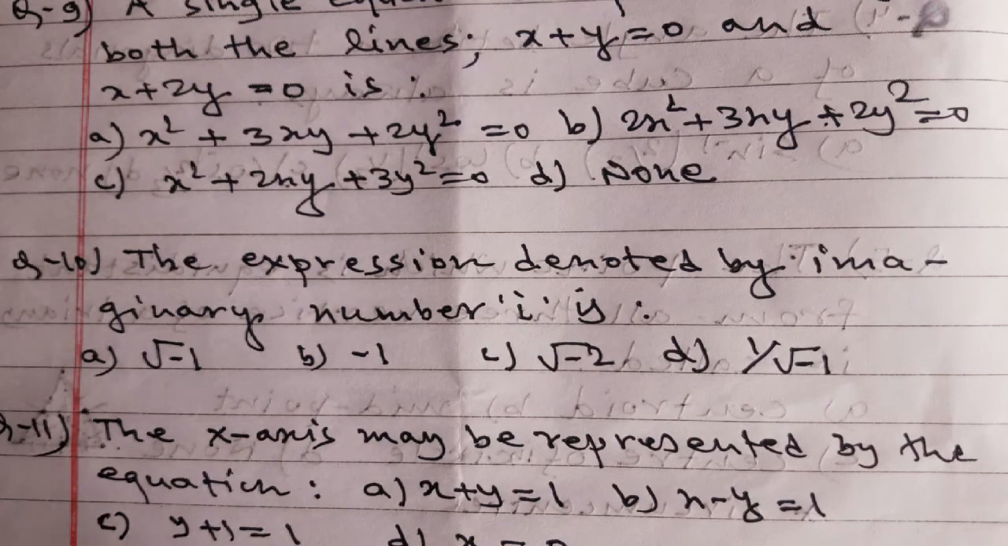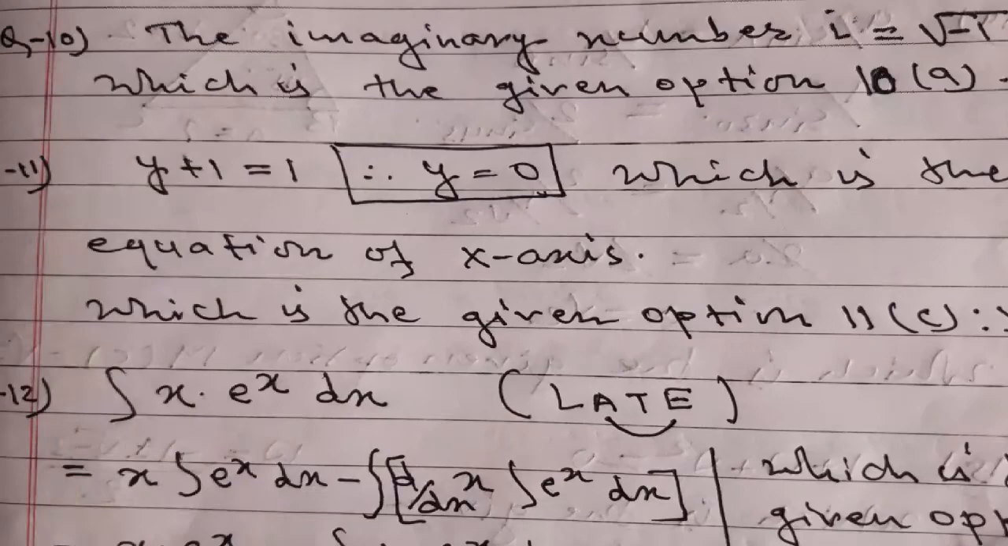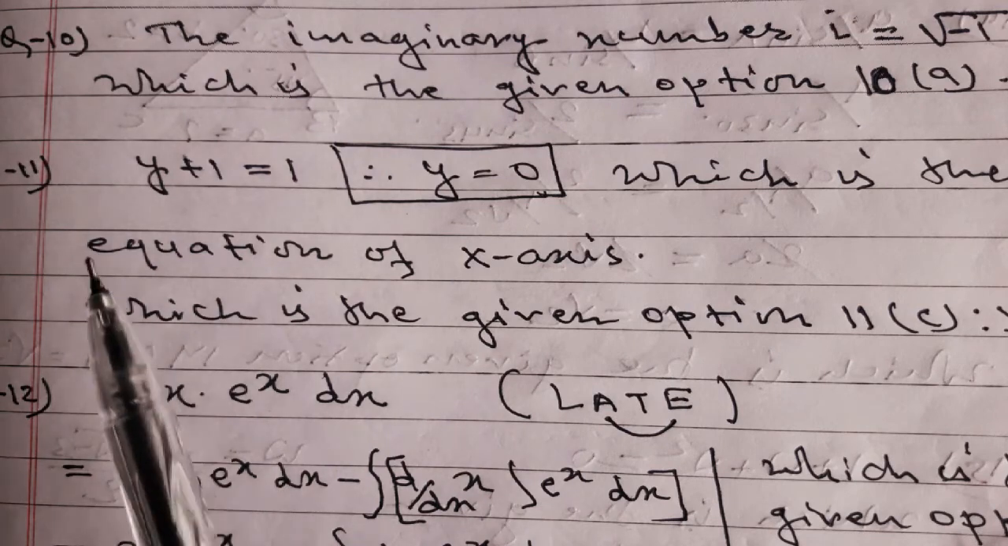Question number 11. The x-axis may be represented by the equation x plus y is equal to 1, x minus y is equal to 1, y plus 1 is equal to 1, x is equal to 0. The x-axis may be represented by the equations. We are given 1, 2, 3, 4 options, and we have to choose the right option. So let's go to the solution of question number 11.